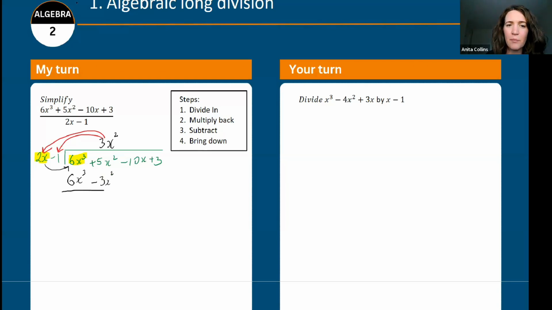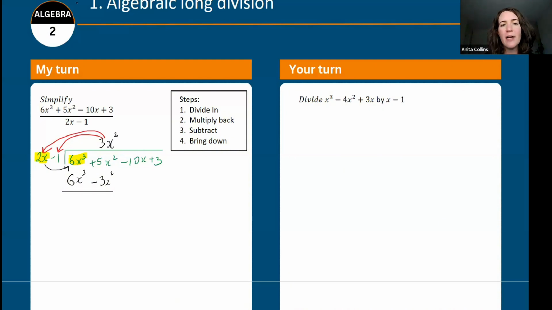I'm going to pause for a second and point out a few things to you. When I did the divide in step, I wrote the 3x squared a little bit to the right. It's not a deal breaker if you don't, but it's just nice to have the x squared terms all lined up here. When I multiplied back, the 3x squared times 2x gave me 6x cubed, which is the same as the 6x cubed above. It always will be, and it must be in order for us to do the next subtract step correctly. So if it's not the same as the term above it, you've made a mistake. You've divided in incorrectly. All right.